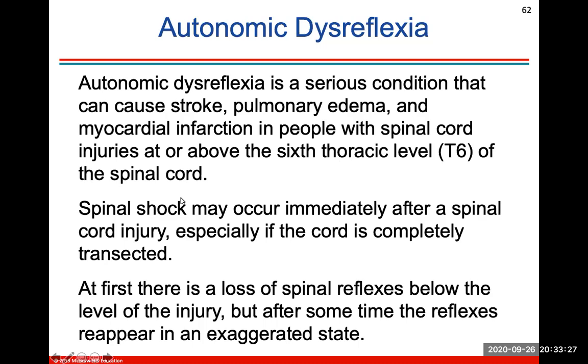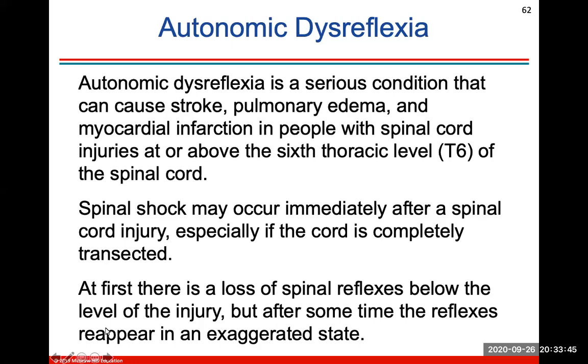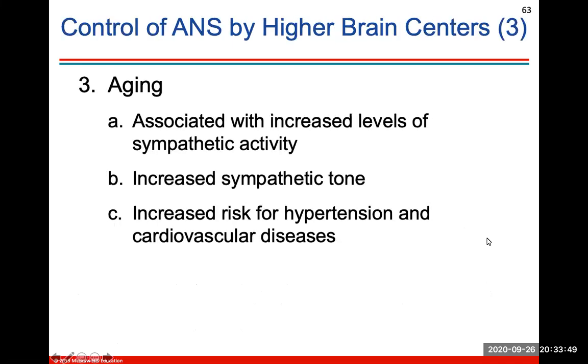Spinal shock may occur immediately after cord injury, after the T6 vertebra level, especially if the cord is completely transected or severed. At first, there will be a loss of spinal reflexes below the level of injury, but after some time, the reflexes could reappear in an exaggerated state.